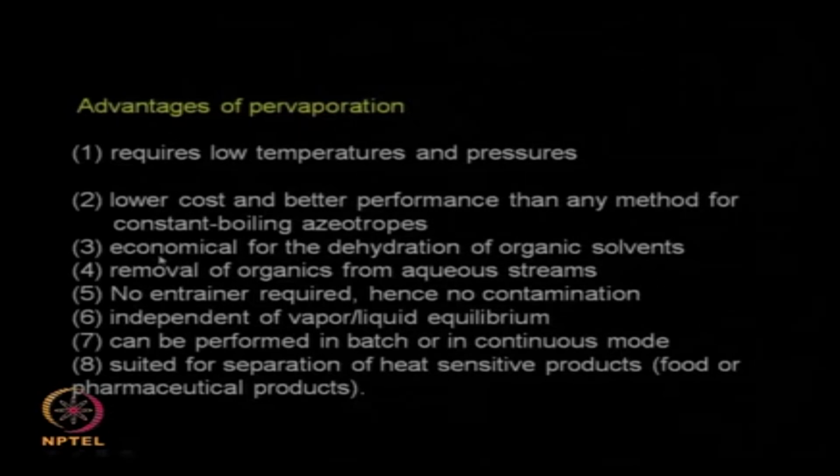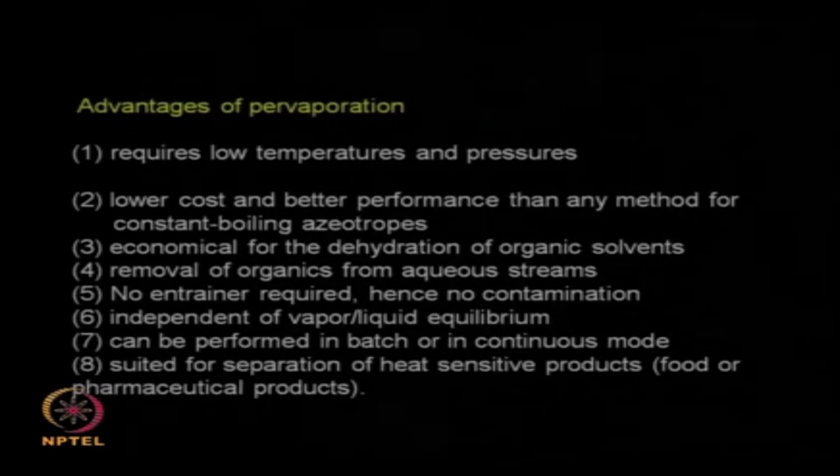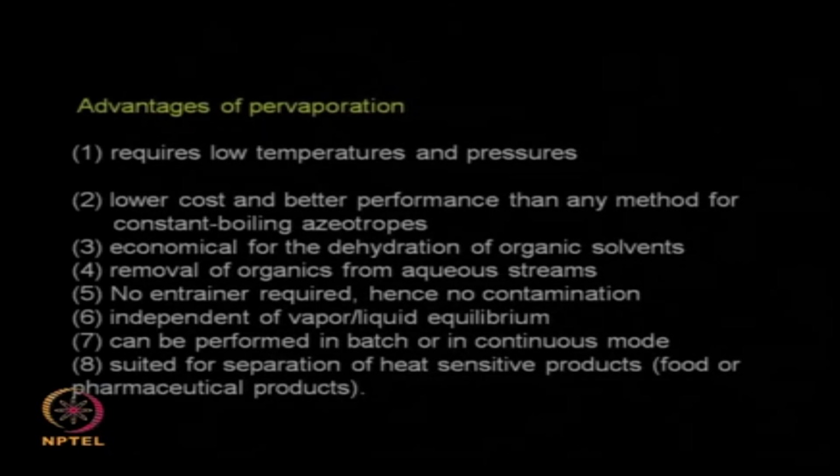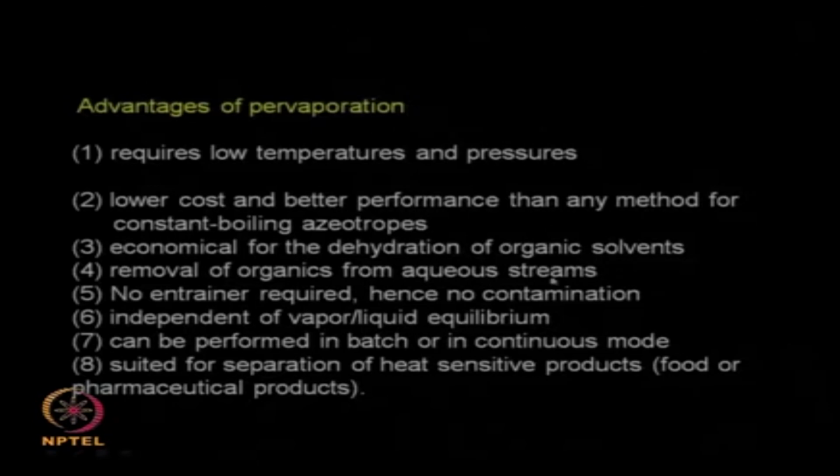is going to be very economical for dehydrating organic solvents. All you are going to use is a vacuum pump and little bit of heating so that the liquid gets vaporized. So we can also use it for organics from aqueous stream. So like if you are using a hydrophobic membrane, and if the concentration of organic present in aqueous is very small, then the organics can be removed from aqueous stream, especially you are talking about wastewater. You want to remove some trace amount of organics so that the water can be used for other purposes. Okay, then pervaporation is very good.